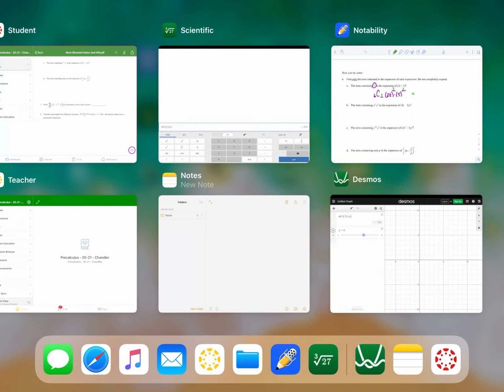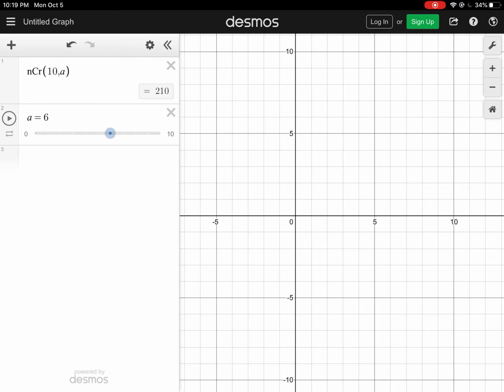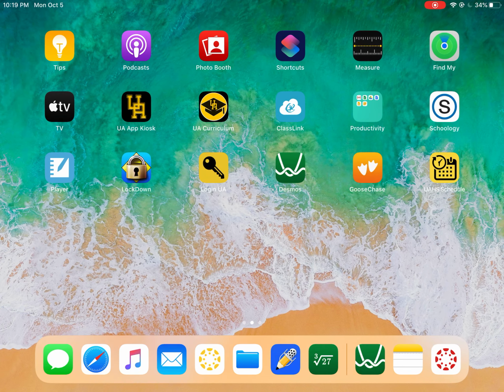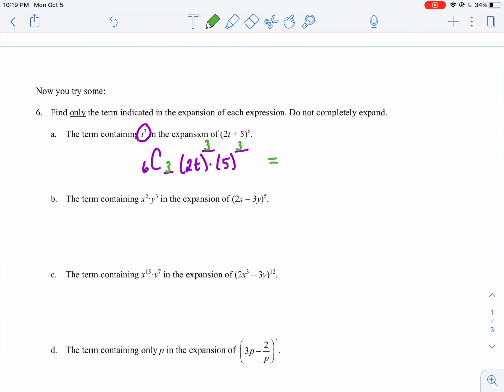So we're going to have 6 choose 3. Whoops, I'll go to the other calculator. There we go. So we've got 6 choose 3, and that's 20. Okay, so I've got 20. And then 2t is cubed. So remember, that means the 2 got cubed as well as the t. So 2 cubed is 8. And then I've got t cubed. And then the 5 gets cubed as well. And so 5 cubed is 125.